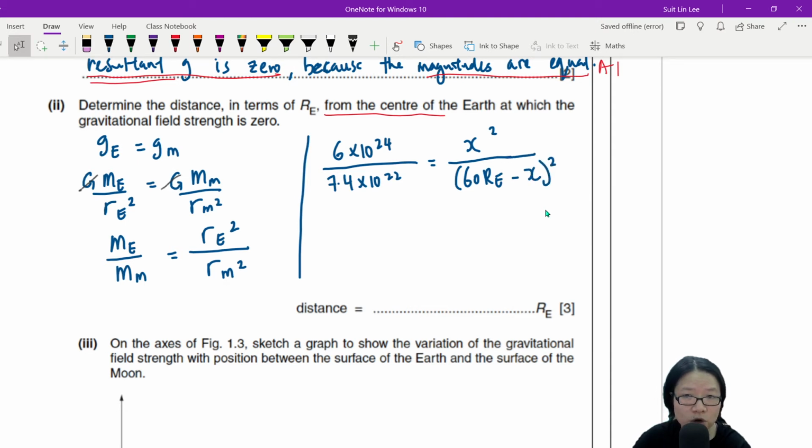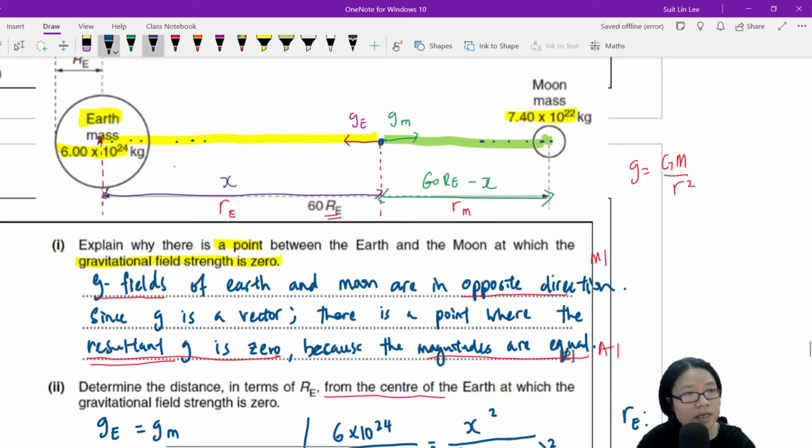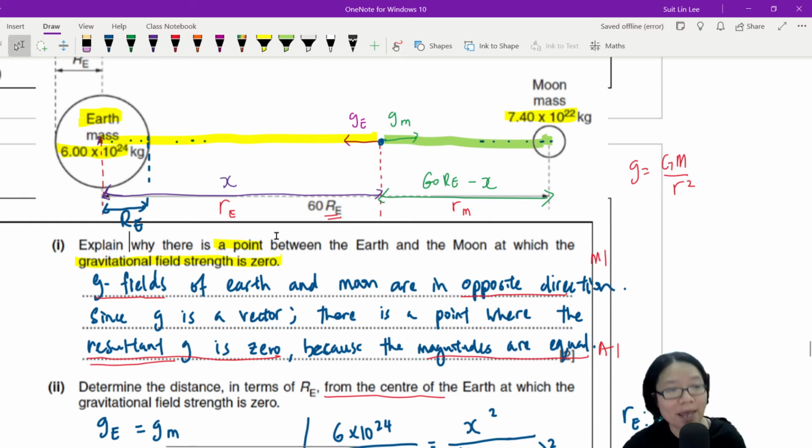Okay, so in case you are confused, RE here, from here to here, is RE. This distance here to here, this purple color arrow. Capital RE is here to here, the radius of the Earth. It is not the same thing as X. If you want to call it something else to avoid confusion, you can. All right, so I'm now looking for X in terms of RE.